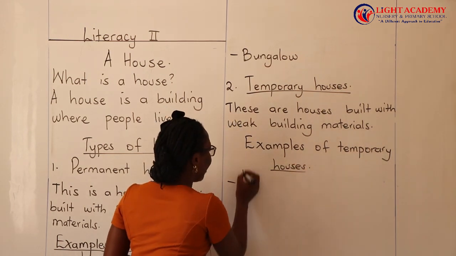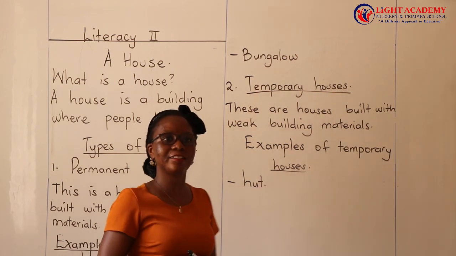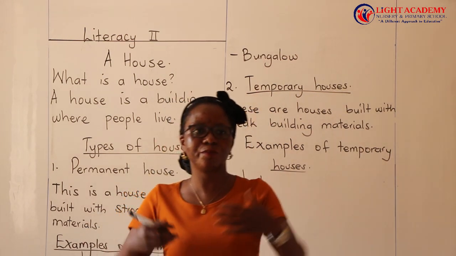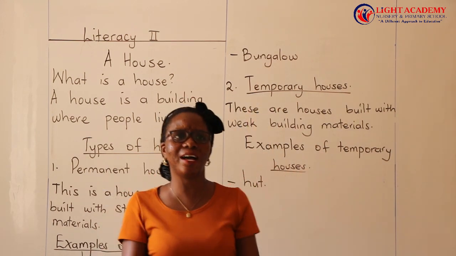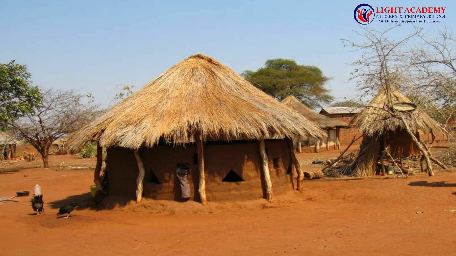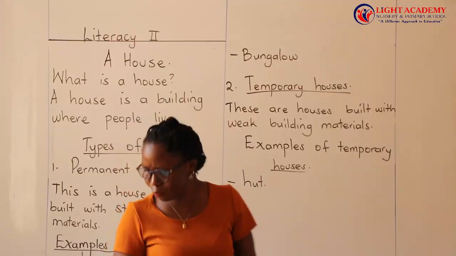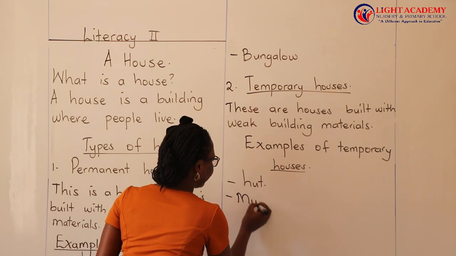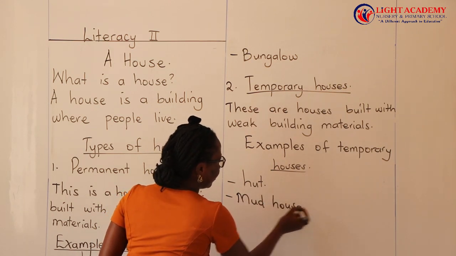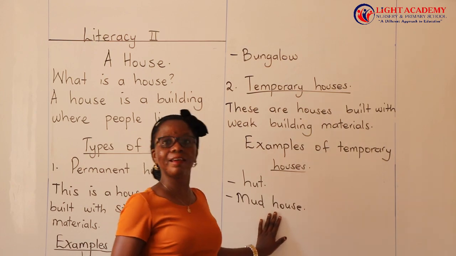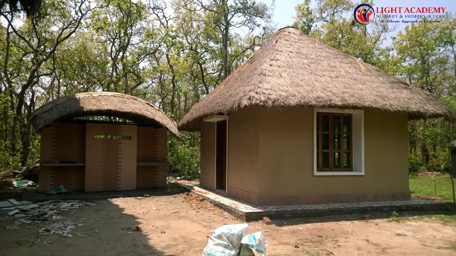Number 1, we have a hut. A hut is built with grass. A hut is built with sticks. A hut is built with mud. A hut is built with those weak building materials. So that makes it a temporary house because it cannot last for long. Number 2, we have a mud house. These are houses built with mud. Mud, of course, is a weak building material. So what do you expect when you build a house with mud? Anytime strong wind comes, that house may not last for long.